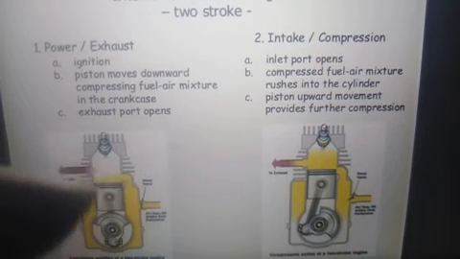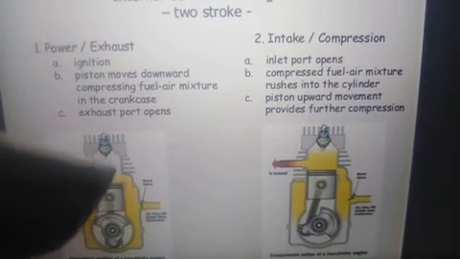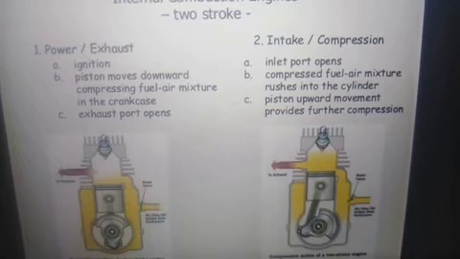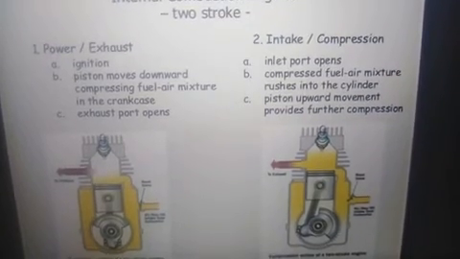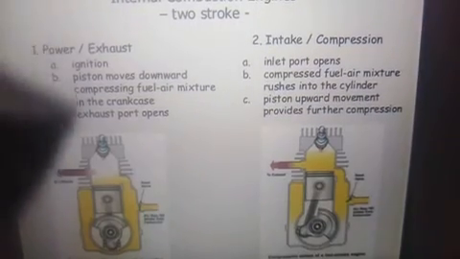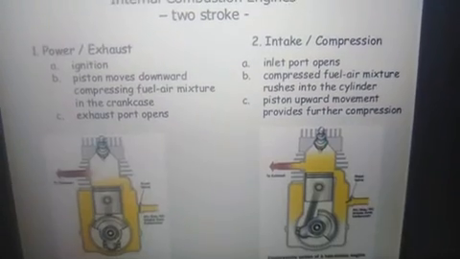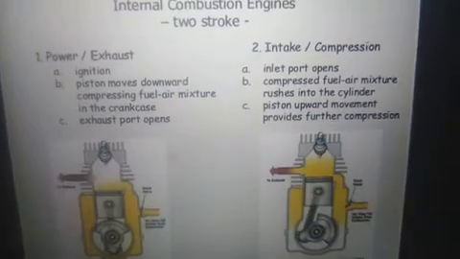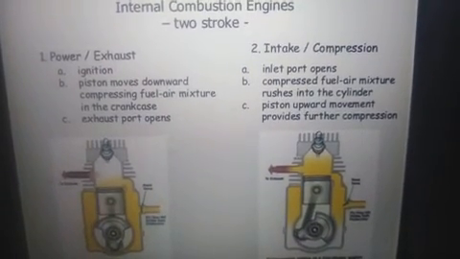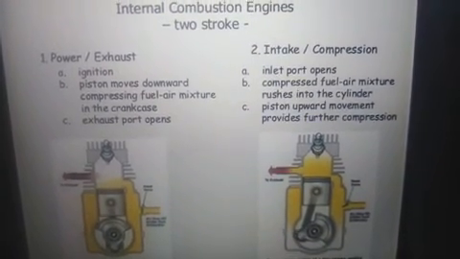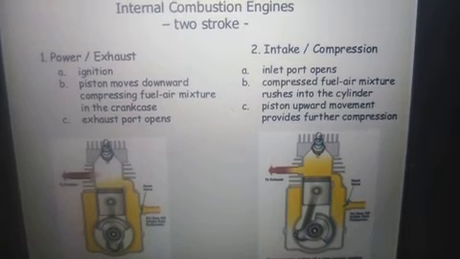And exhaust ports open after the combustion, as the ignition takes place by compressing the air fuel mixture. The exhaust ports get open, and the exhaust gases which are created after the ignition get out through this exhaust valve. This is the first stroke of this two-stroke engine.